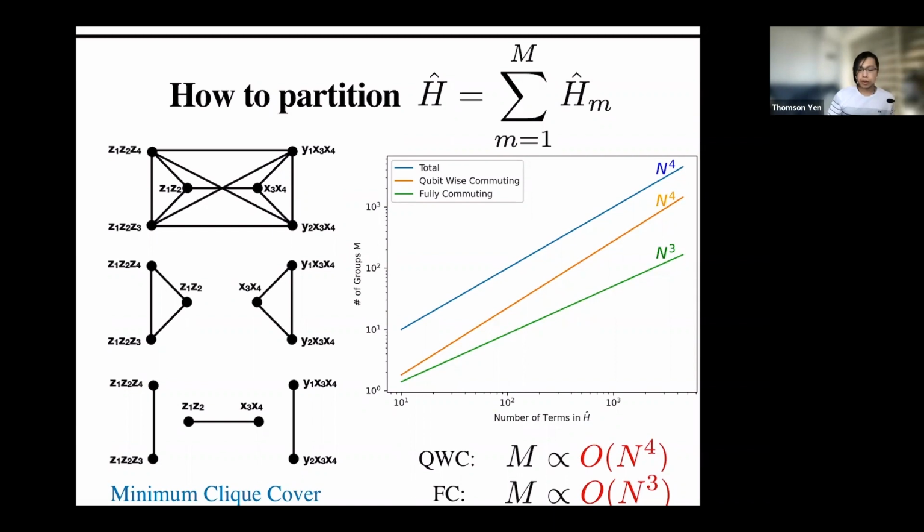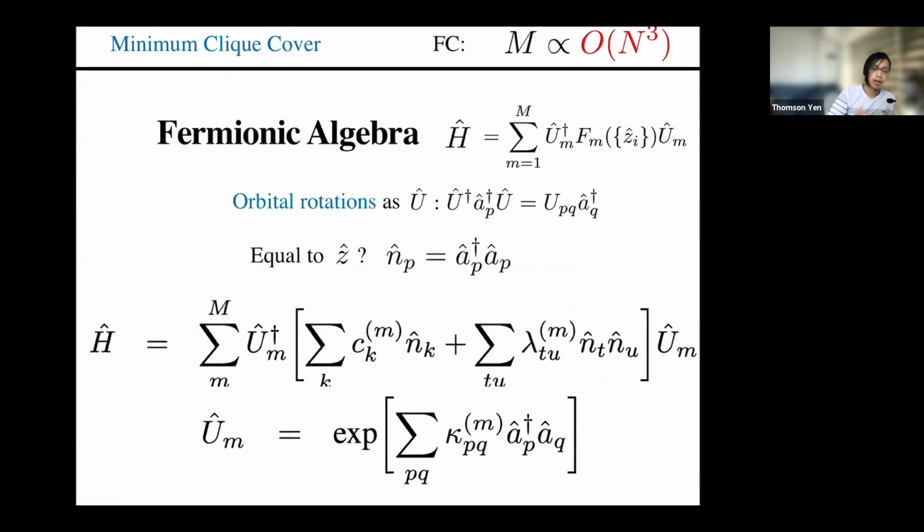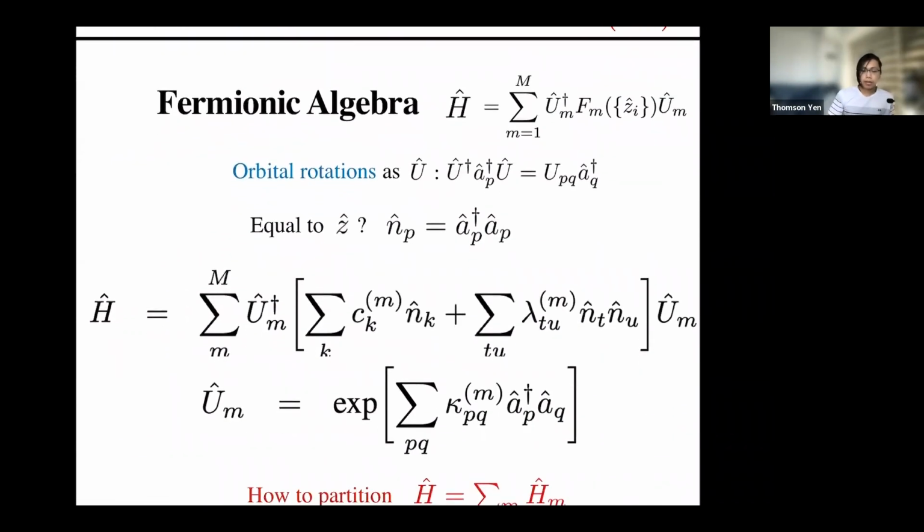But there's still a way to improve on this scaling in n. And to do that, we need to look at the fermionic algebra. So here, for reference, I include the form of decomposition in the qubit space. You have unitaries on either side, and you have Z operator at the center, which is something you could measure. So we want to do the same thing in the fermionic algebra. And the way we do that is to do it by analogy. What do we choose as unitaries here, and what is equal to Z operators?